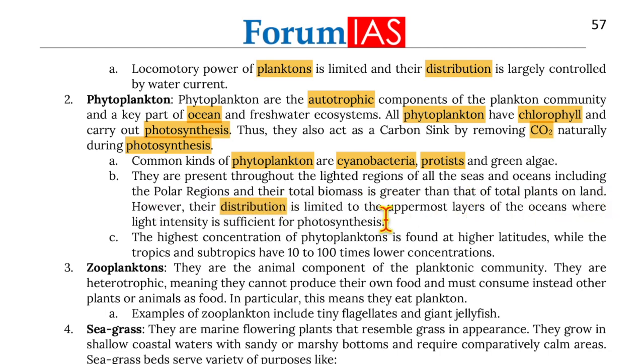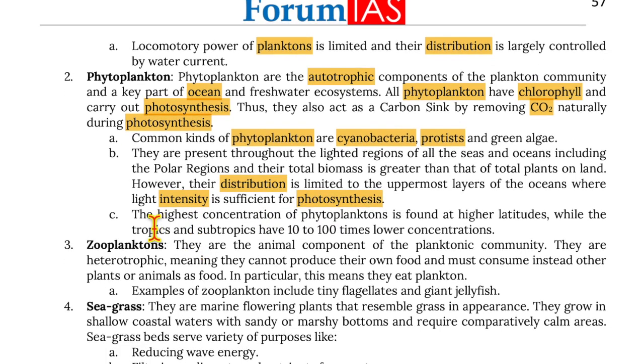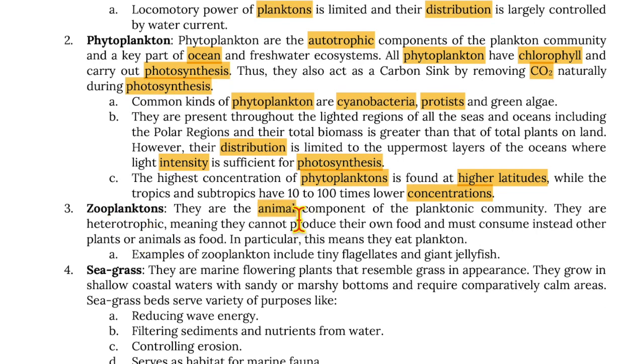However, their distribution is limited to the uppermost layer of the oceans, where light intensity is sufficient for photosynthesis. The highest concentration of phytoplanktons is found at higher latitudes, while the tropics and subtropics have 10 to 100 times lower concentrations. So higher latitudes have greater phytoplanktons. Moving on to zooplanktons, they are animal components of the plankton community. They are heterotrophic, meaning they cannot produce their own food and must consume other plants or animals as food. In particular, this means they eat planktons. Examples of zooplankton would include tiny flagellates and giant jellyfish.